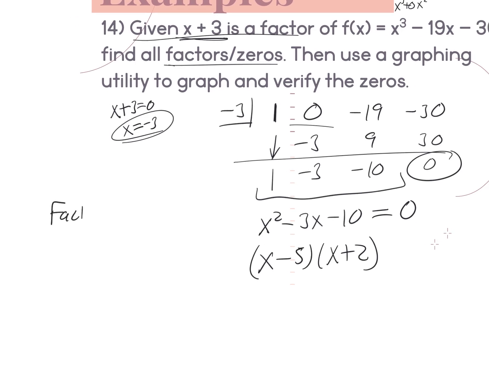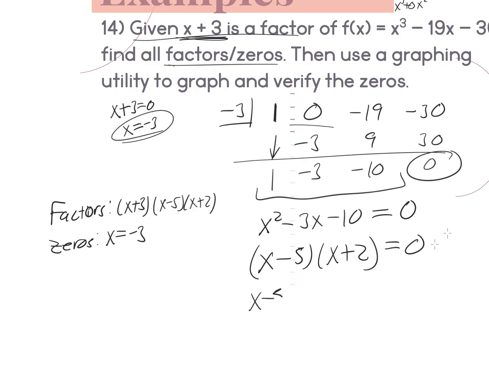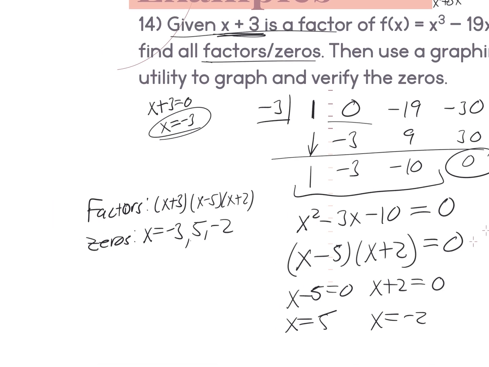Let's say on the quiz or test I asked you to find all of the factors. All of my factors are x plus 3 because that's what we were given, x minus 5 and x plus 2 because that's what we just found. And now let's find our zeros. We already know that x equals -3 is one of them. Now I need to find the rest. So I'm going to set these equal to 0, and I get x minus 5 equals 0 and x plus 2 equals 0, and so I get x equals 5 and x equals negative 2. So my zeros are negative 3, 5, and negative 2.